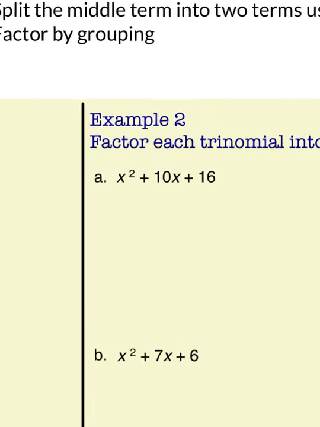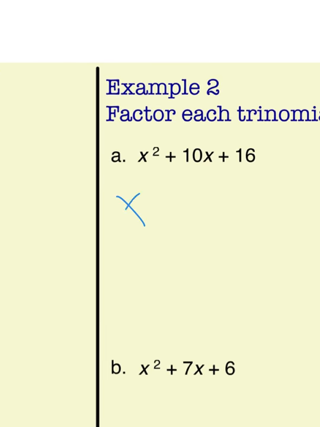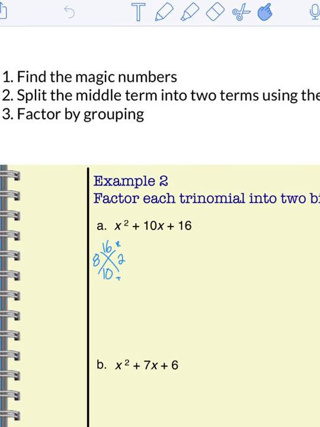Step 1 is to find the magic numbers. So remember that last term goes on the top. That's what they multiply to. And then that middle term goes on the bottom. That's what they add to. All right, so I'm finding numbers that multiply to 16 and add to 10. My magic numbers are 8 and 2. You could list out factors of 16. So I have 1 and 16, 4 and 4, 8 and 2. The only ones that add to 10 are 8 and 2. So step 1, find the magic numbers, done.